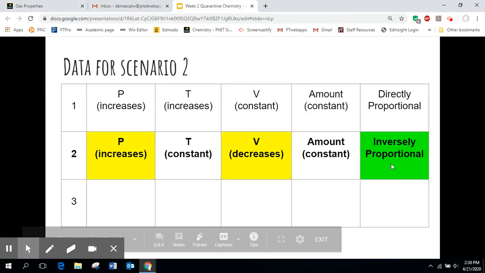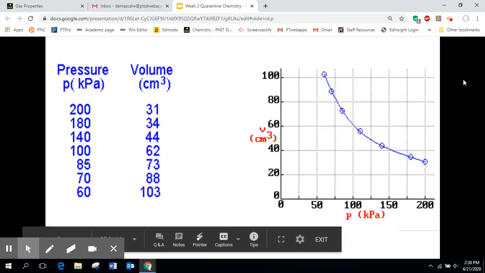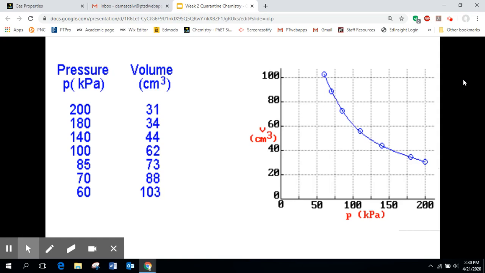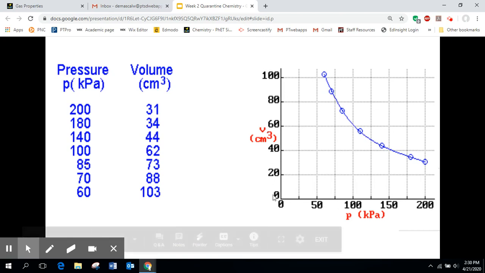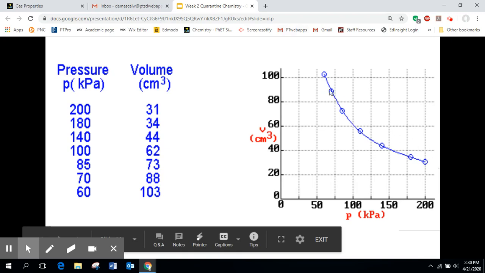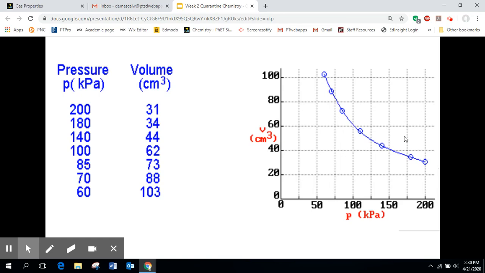That's going to give us an inversely proportional relationship. That's going to look like this. That's that negative slope curved line of a graph that I mentioned before. That's what your inverse relationships are going to look like. Graphically, as your pressure is increasing, the volume is decreasing. It's not linear, not directly. It doesn't have a constant slope. It has this little bit of a dip to it.